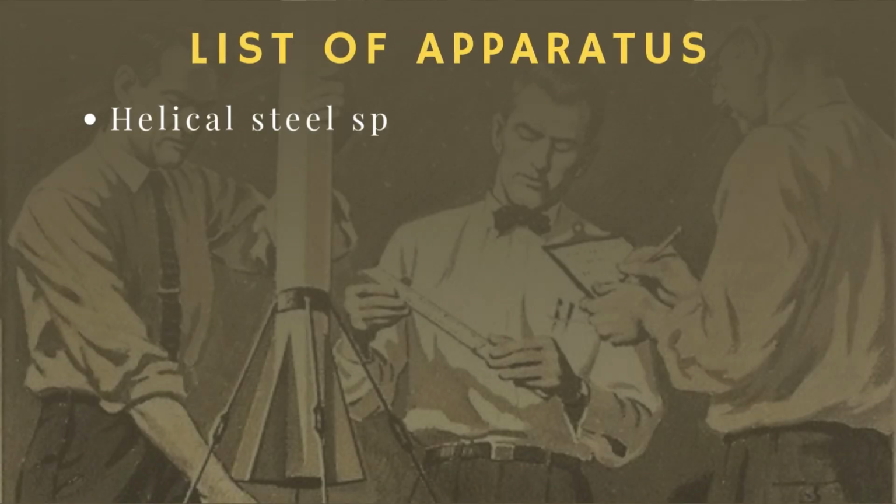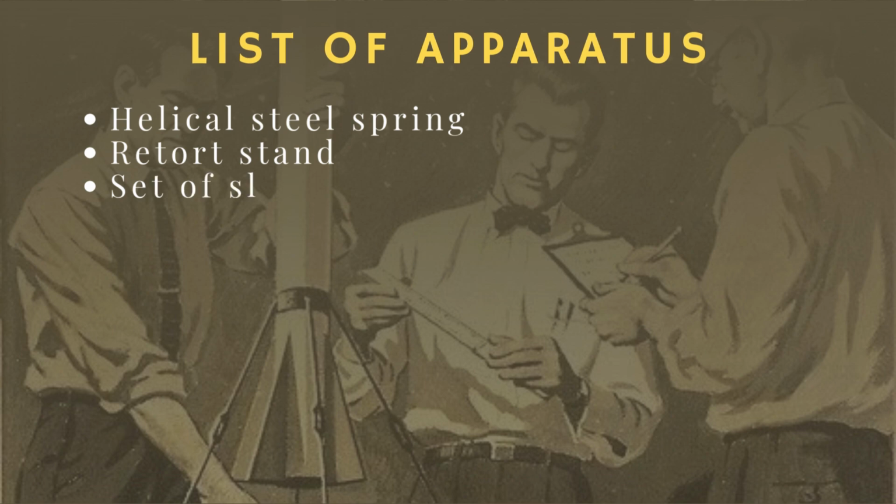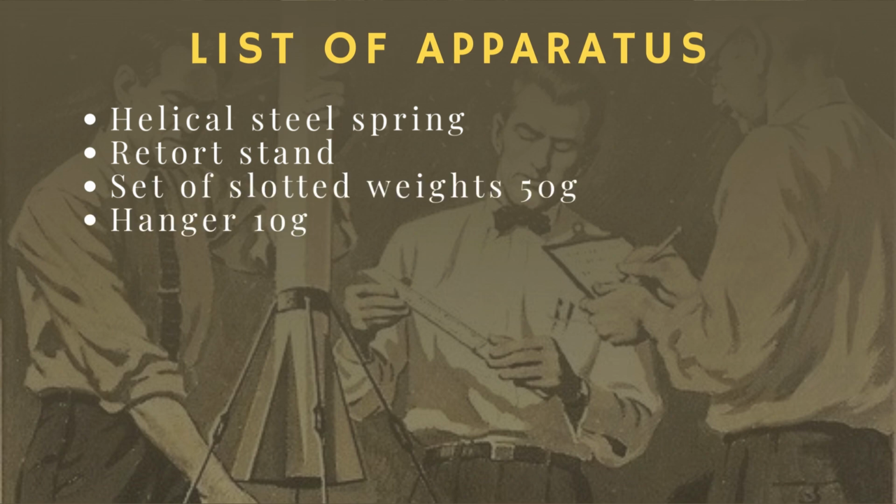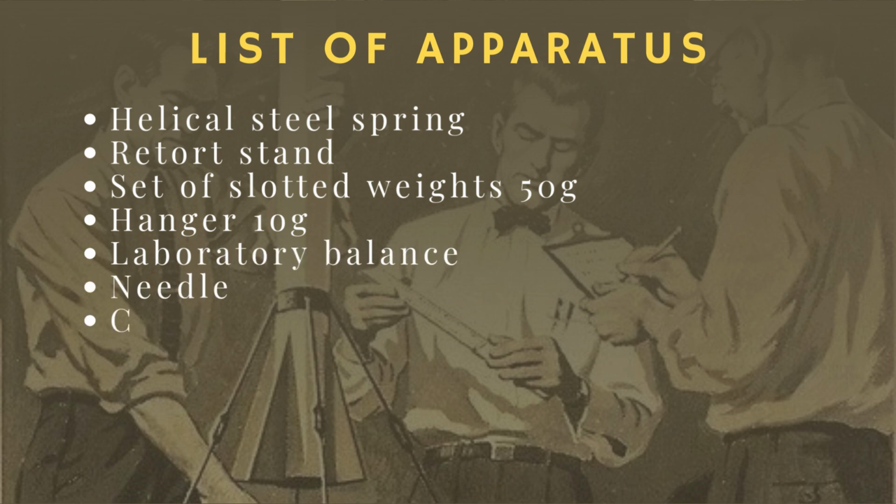As we can see in this slide, it is the list of apparatus necessary for our experiment. The required items are a helical steel spring and a little sand to set up the main structure. We will apply various loads using a set of slotted weights that weigh 50 grams and a hanger that weighs 10 grams, ensuring precision with a laboratory balance. Further items for specific procedural steps include a needle and clay, and the essential measuring instrument, the ruler, will be used to record the spring extension.